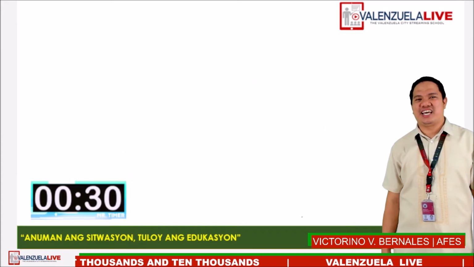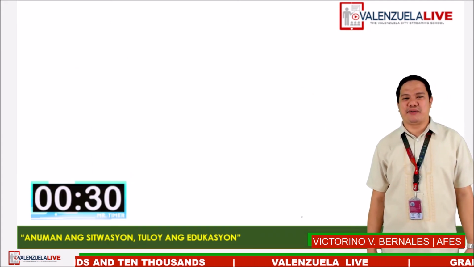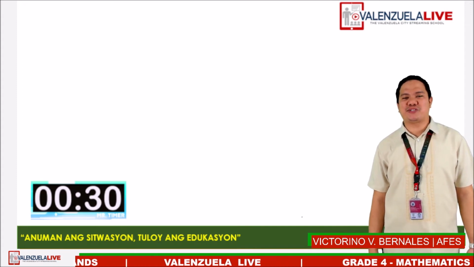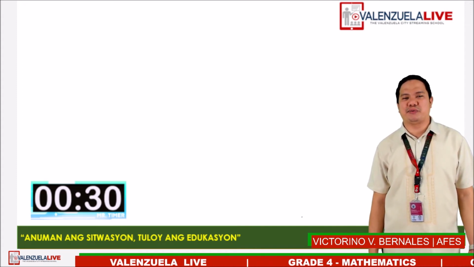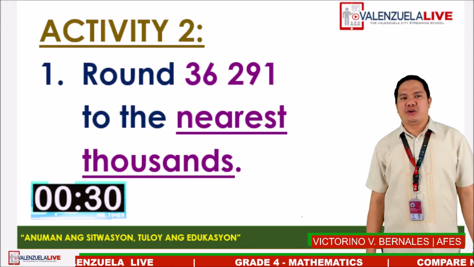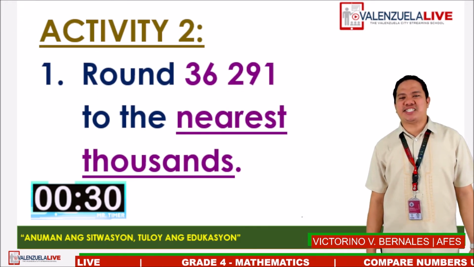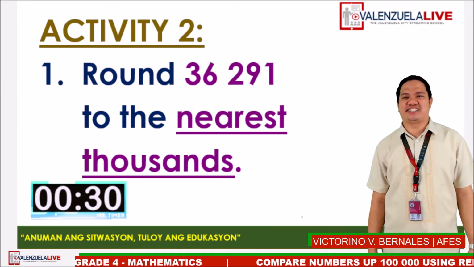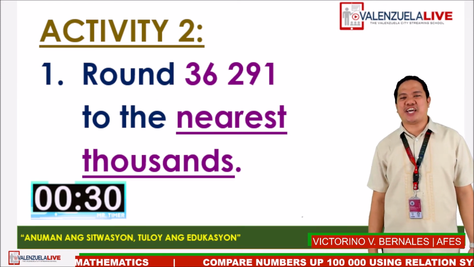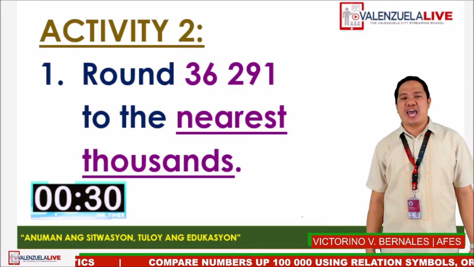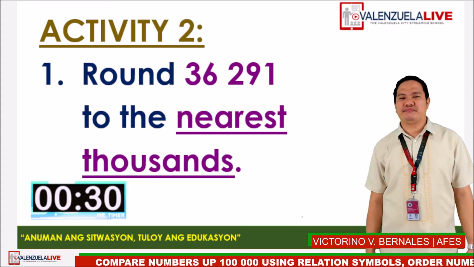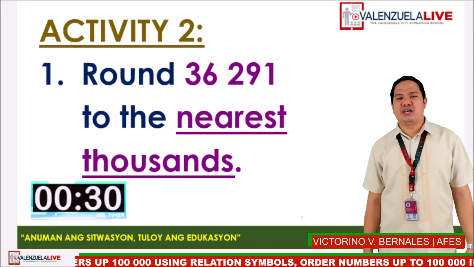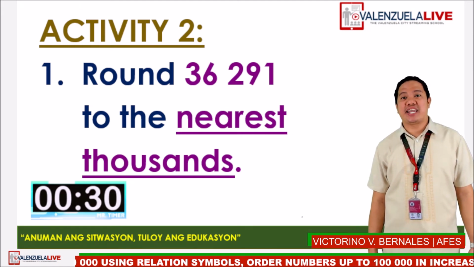Now, it's time for an activity. In this activity, you just have to round the given numbers to their indicated place value. You have to round 36,291 to the nearest thousands. You only have 30 seconds to answer the activity. And if you are done, don't forget to type your answers in our comment below. Your time starts now.